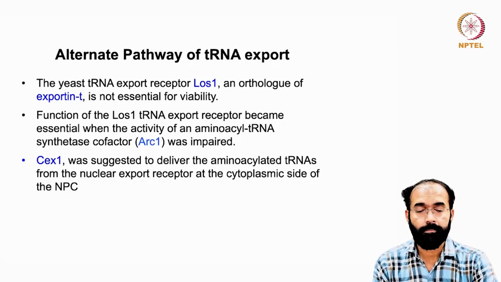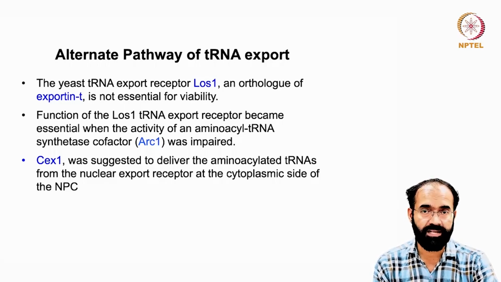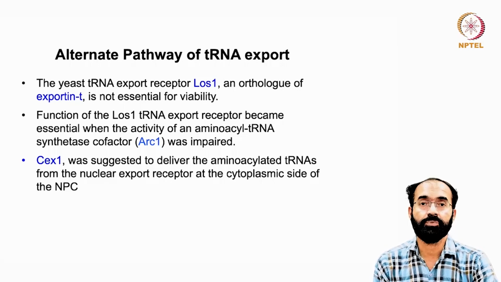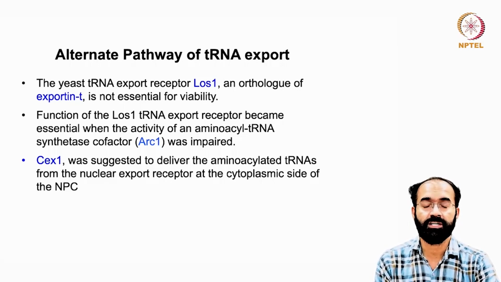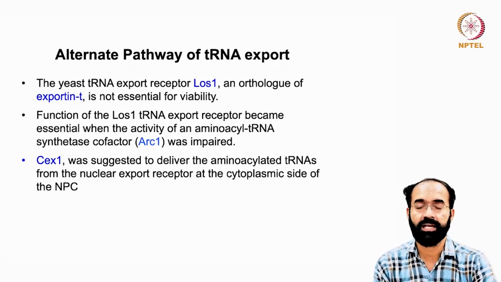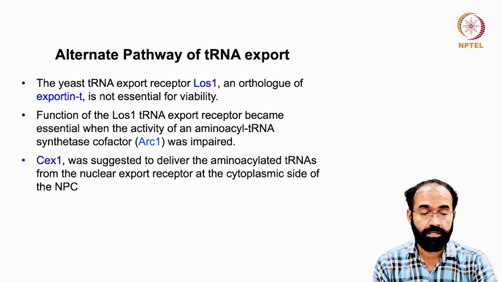But interestingly, it is not essential for viability. It may sound a little surprising, because you cannot assume that the tRNA need not be transported to and from the nucleus in the case of yeast. That's not the case, because LOS1 is the functional counterpart of exportin T seen in metazoans. So how does this happen?